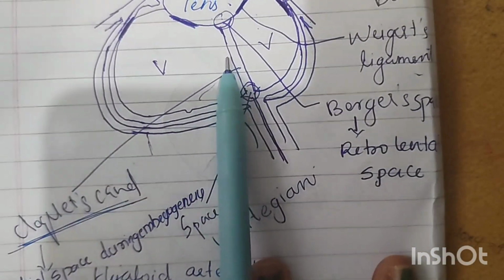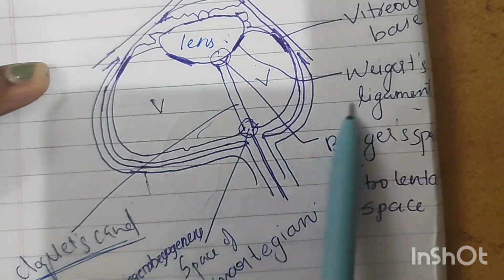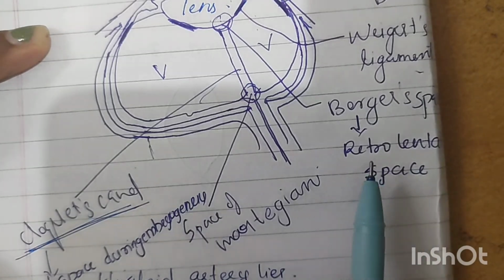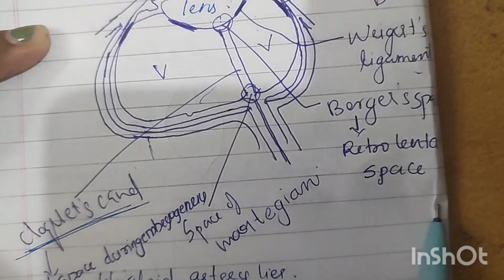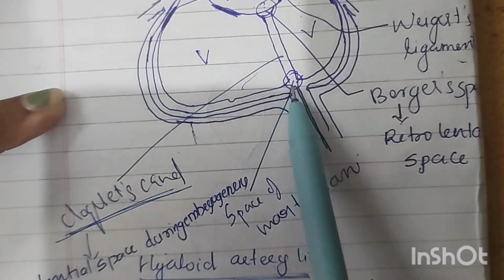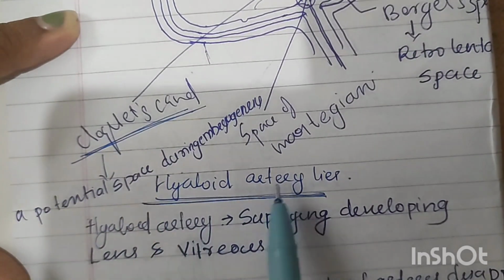What are the main attachments to the lens? First one is the ligament posteriorly, which is the Wieger's ligament. Then there is a space which is the Berger's space, which is also called the retrolental space. Then third, the Cloquet's canal. This one is the Cloquet's canal. This is a potential space where the hyaloid artery lies, okay.